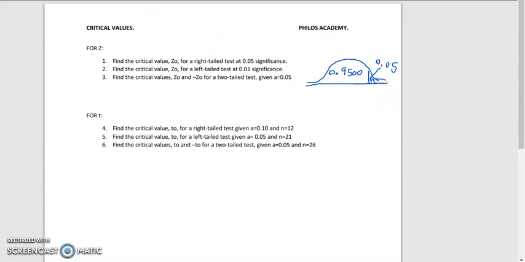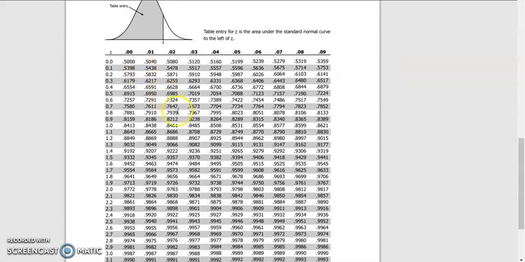Okay, so you go to the z table. Now when you come to the z table, you look for 9500 among all these probabilities here. We have 9505 here and we have 9495 here, isn't it? 9500 is between them. So since it's between them, you take the z-score of 9495. The z-score of 9495 is 1.64. And the z-score of 9505 is 1.65.